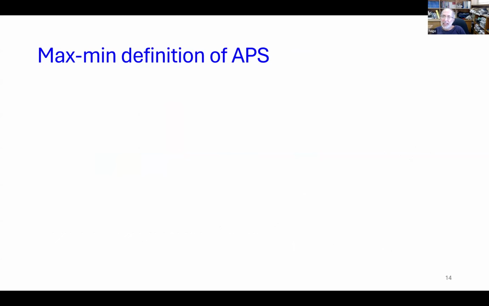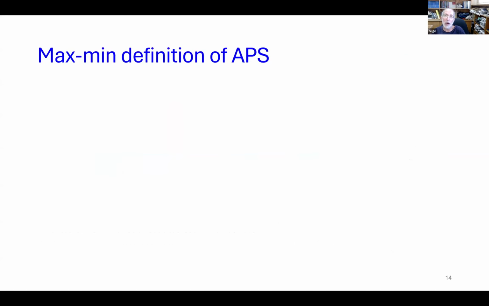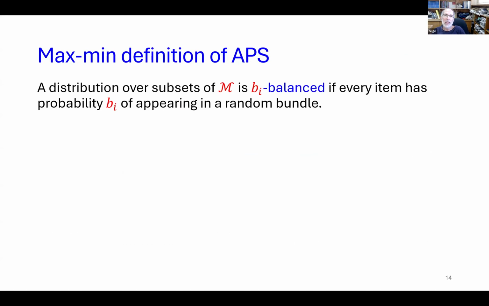This leads us to another definition of the APS. It's convenient to have 2 definitions for the APS. The pricing definition gives an upper bound. So now the definition that gives also a lower bound on the value of the APS. We say that a distribution over subsets of the items is b_i balanced. So what is this distribution? For each subset, we associate a probability with which we pick this subset, and the probabilities sum up to 1. And this distribution is b_i balanced if, when selecting a bundle at random from this distribution, each item has probability exactly b_i of appearing in this random bundle.